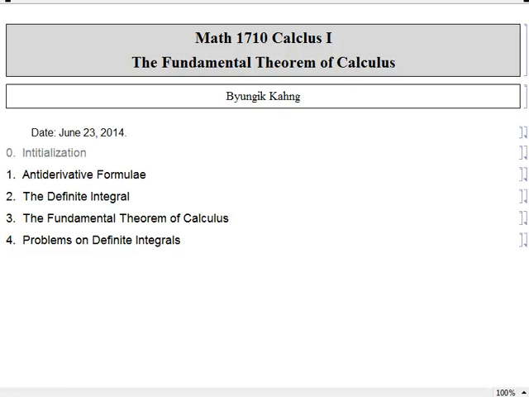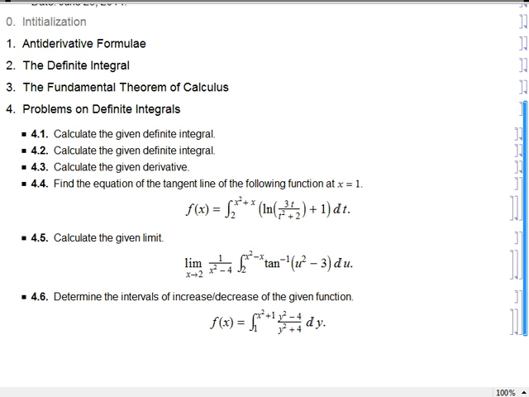In the two previous videos, we talked about most of the important topics of the fundamental theorem of calculus and the definite integral. The concept of the definite integral, its computation, and calculating the derivative of an integral. We talked about all those. In this video, we're going to concentrate upon three advanced examples: 4.4, 4.5, 4.6. Here they are.